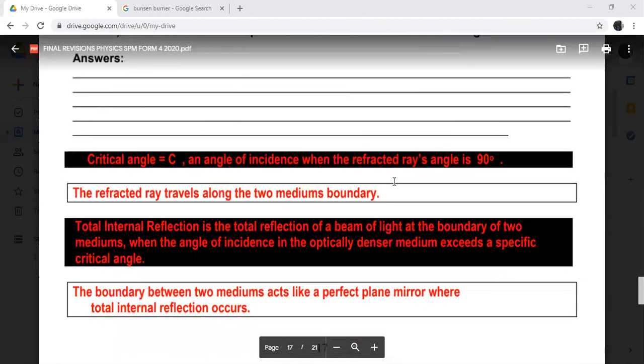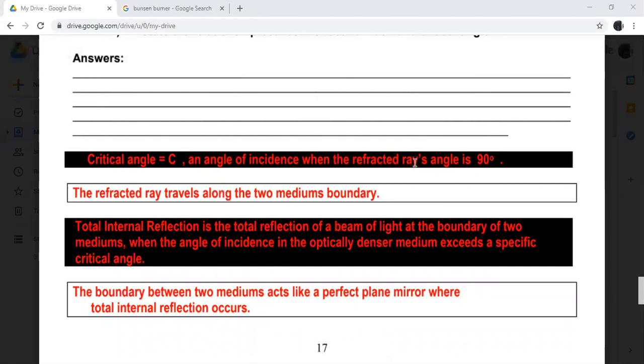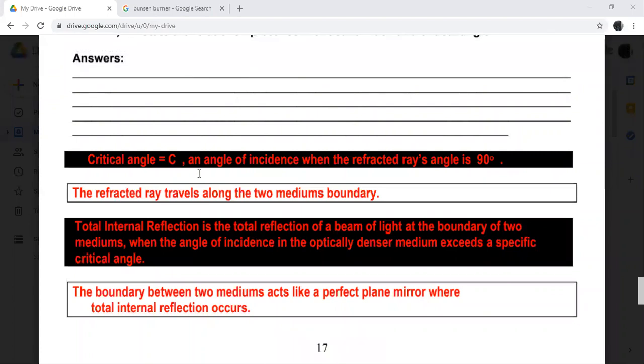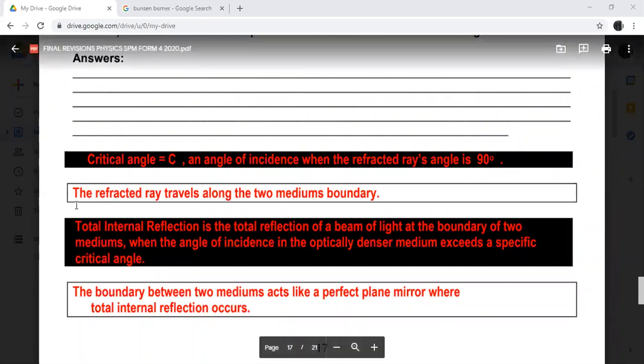Okay, next. Critical angle and angle of incidence when the refracted ray's angle is 90. The refracted ray travels along the two mediums' boundary.